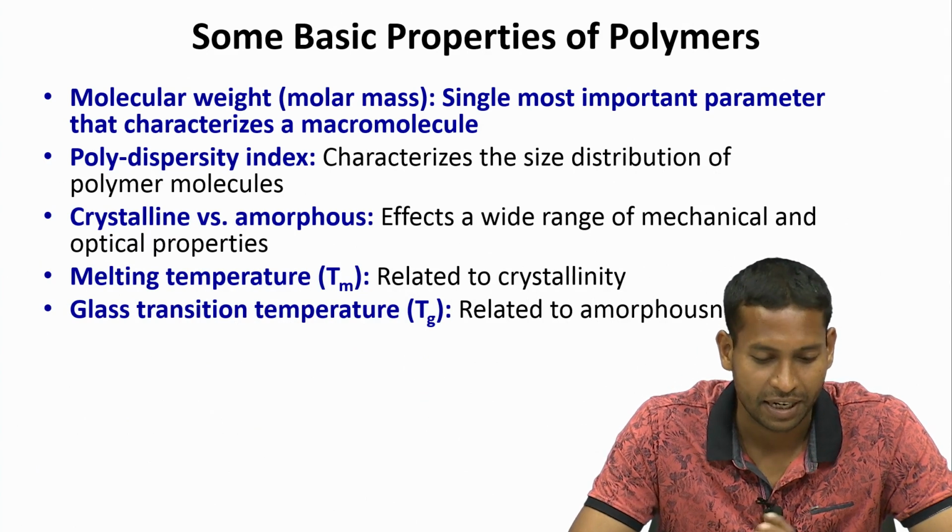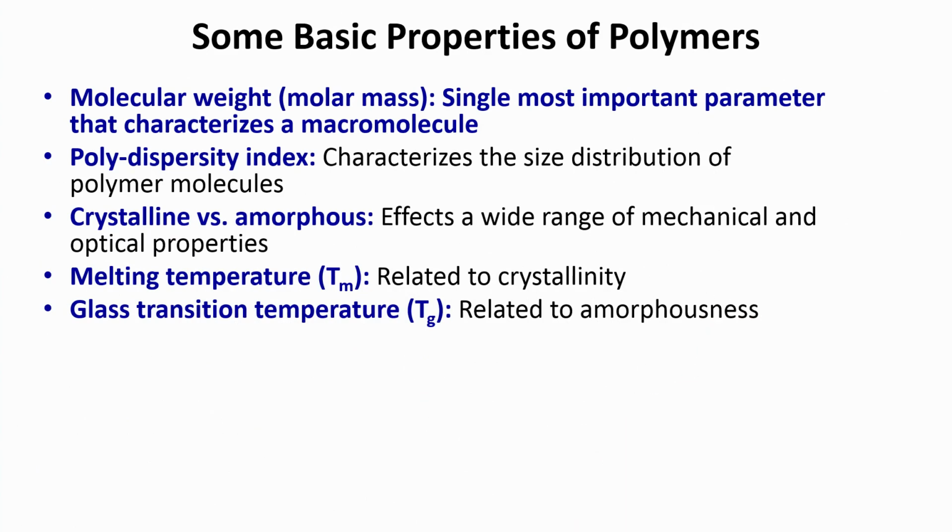The crystallinity and amorphousness affect a wide range of mechanical and optical properties, depending on how crystalline or how amorphous the polymer is, and again all of this will be discussed in greater detail as we go along. The melting temperature, which is again related to crystallinity, we are going to discuss. Glass transition temperature, this is related to amorphousness, we are going to discuss in the next class.